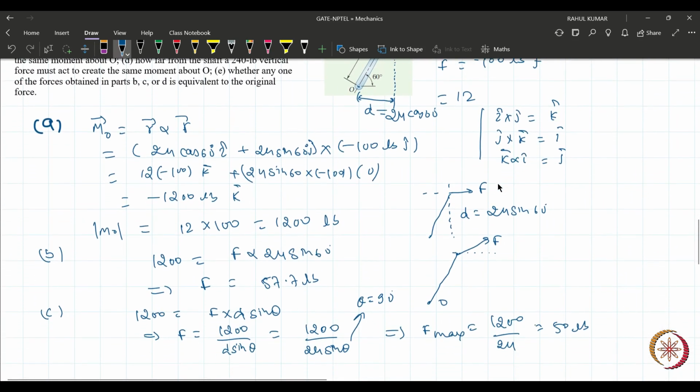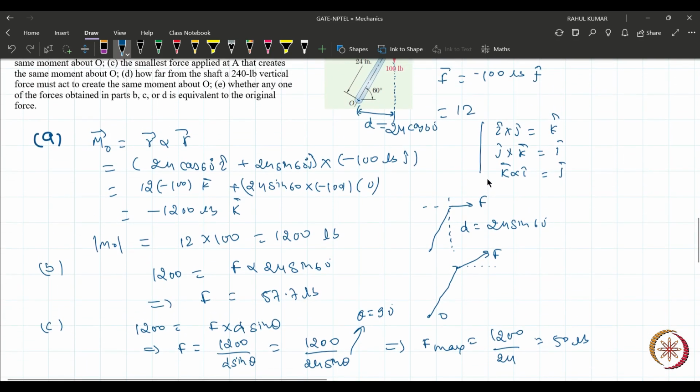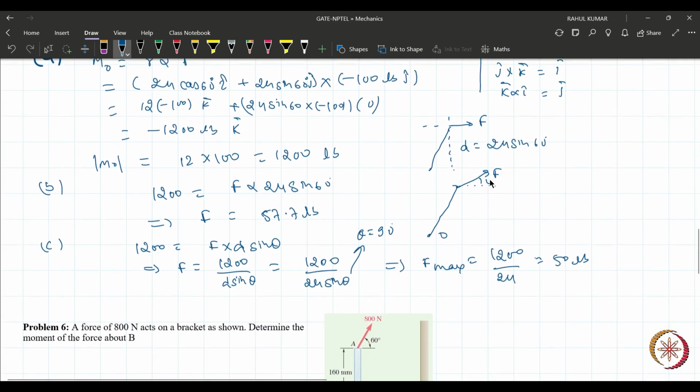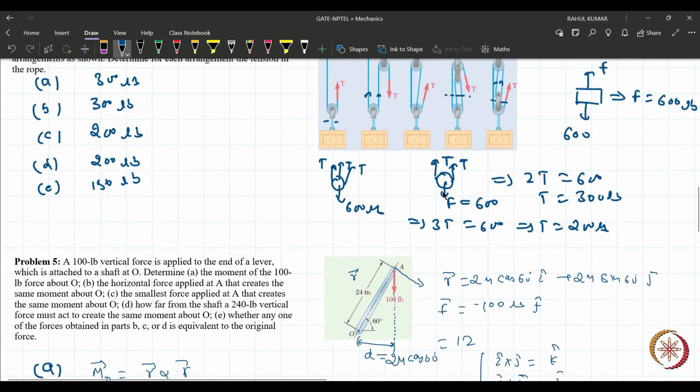Can you kindly repeat it? See, how is the minimum force? I don't know the theta. I'm just applying an arbitrary force at an arbitrary angle. Now we will use the definition of moment. M_O equals F D sin theta, and we don't know the theta. I just want to determine the minimum value of F. So F can be written as F equals 1200 divided by D sin theta, because that is the definition of cross product.